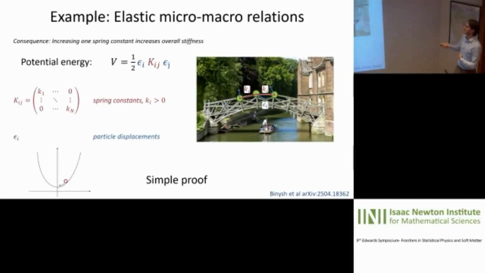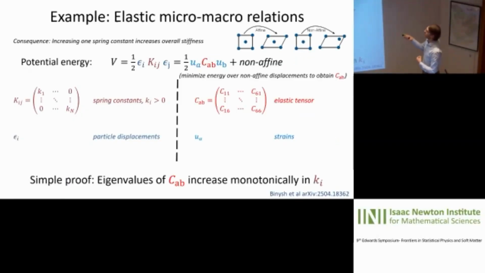So when you go from the micro scale to the macro scale, all you do is take this potential energy and minimize over all of the non-affine deformations to get a stiffness tensor, the elastic tensor, in terms of the affine deformations, where all of the particles follow the global strain field. You take the non-affine motions, all of the other motions, and minimize the energy over them. This minimization is the same thing as saying that you have an internal force balance, that no residual forces are present in the system.